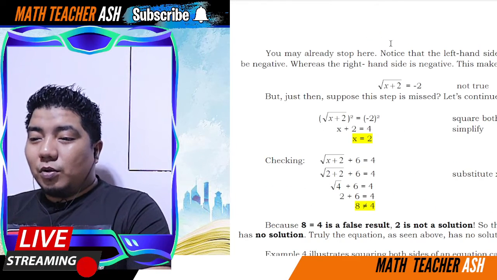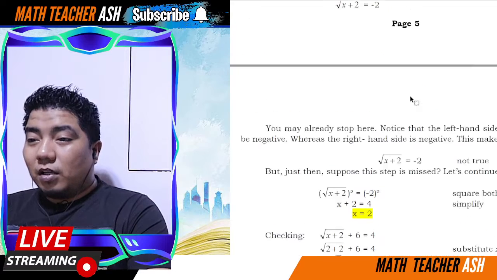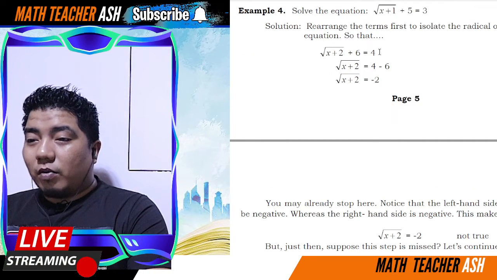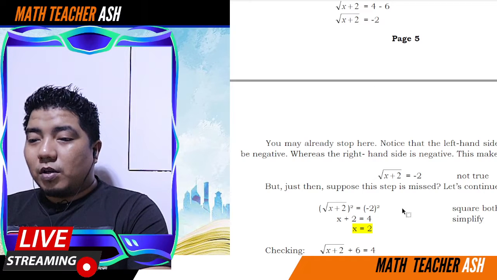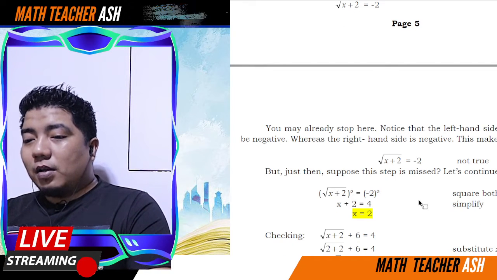Okay? So, that's it. Now, let us check whether they are correct. So, 4 minus 6, negative 2, tama naman. Lipat sa kabila. Yeah.